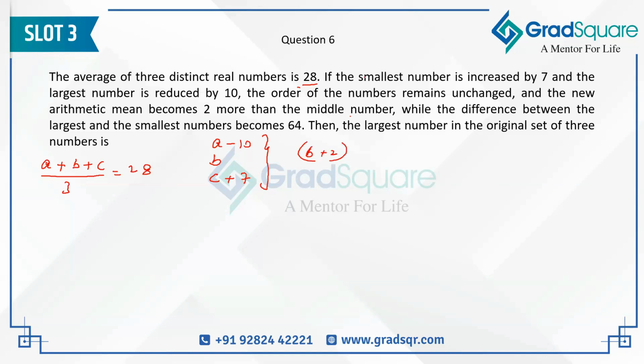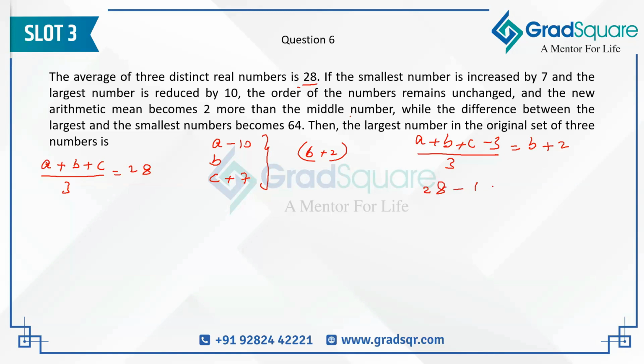Right now, with the help of this, we will be able to frame an equation. Let's see what will be the arithmetic mean of these numbers. Arithmetic mean of these numbers will be A plus B plus C minus 10 plus 7. That will give me minus 3 over here, divide that value by 3, must be equal to B plus 2. Right? I already know A plus B plus C by 3 is turning out to be 28. So I'm taking 28 over here.